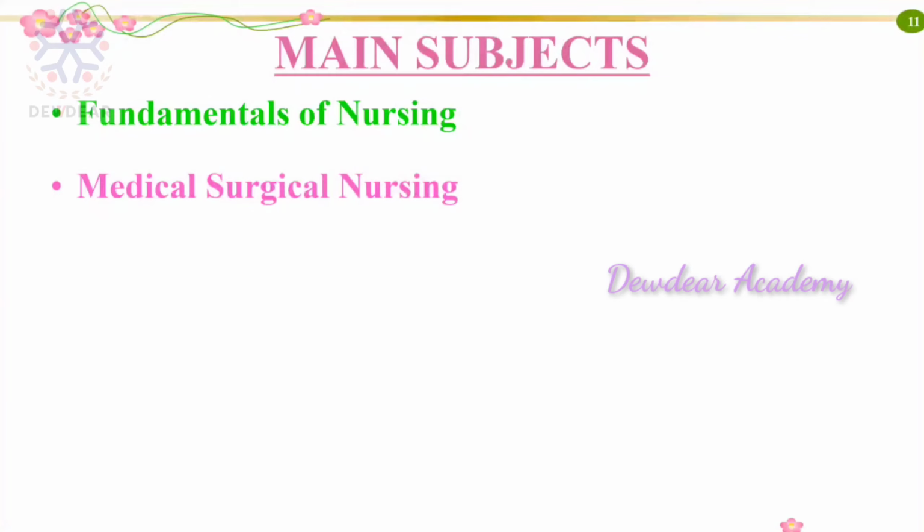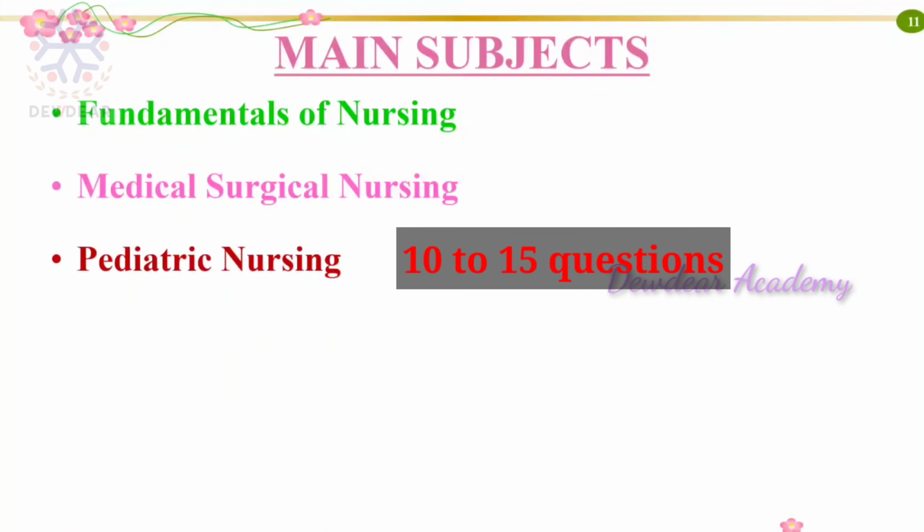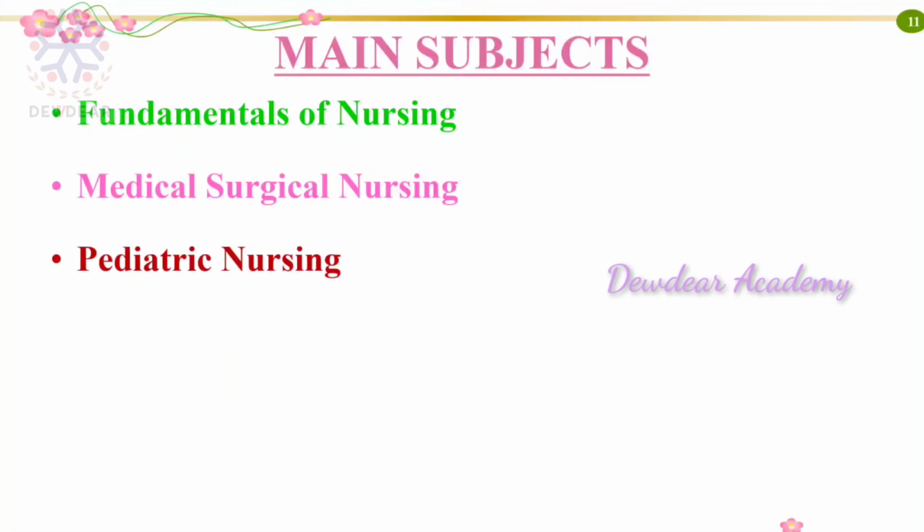And the common signs and symptoms associated with the disease conditions, different diagnostic tests, all these are important in medical surgical nursing. Then in pediatric nursing, almost 10 to 15 questions can be asked, starting from neonatology, then growth and development, then high risk conditions, then system wise disorders, then congenital abnormalities, then pediatric emergencies, drug calculations, the equipments and procedures in pediatrics, and also the legal aspects.